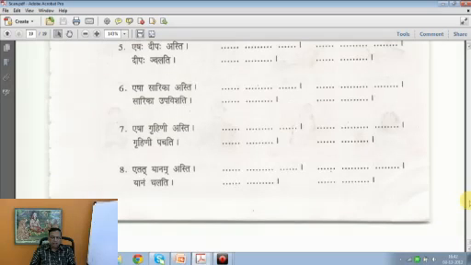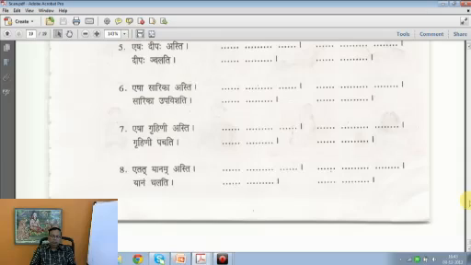Seventh one. Esha gruhini asti. Gruhini meaning housewife, homemaker. This is a homemaker. Now gruhini, watch. Gruhini is not akaranta strilinga. It is ikaranta strilinga. We have already seen. Esha gruhini asti. Ete gruhinyau staha.